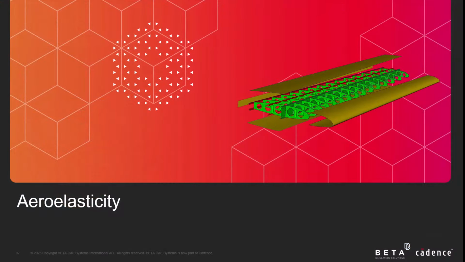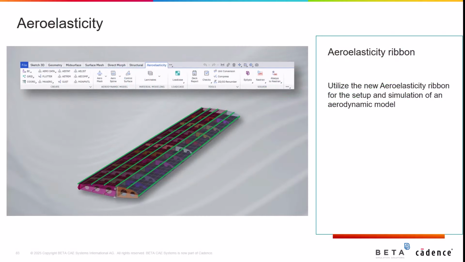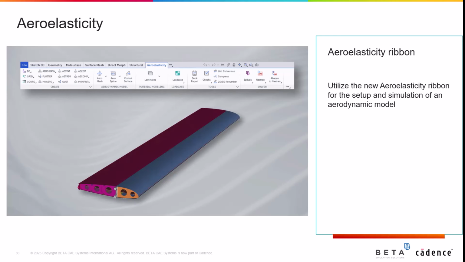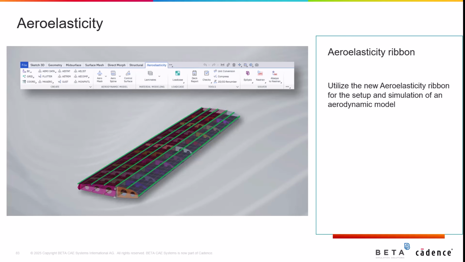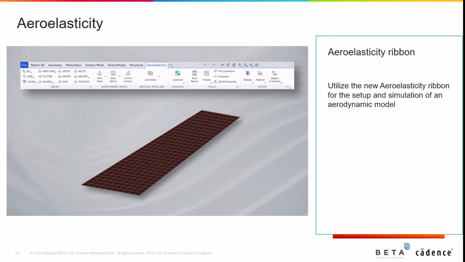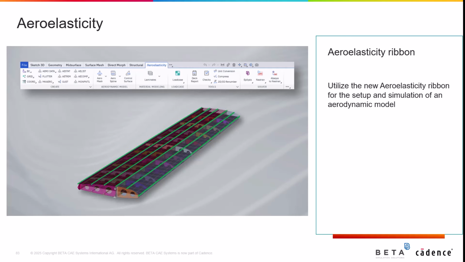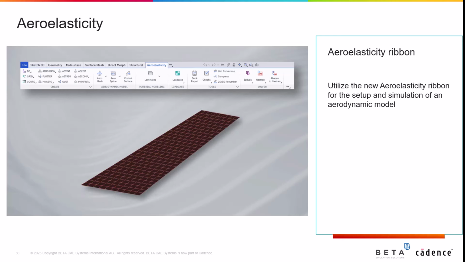Moving on to Aeroelasticity. A new ribbon has been introduced in this version, specifically designed to meet the needs of users working with aeroelasticity analyses. This ribbon simplifies the setup by displaying all the necessary keywords at the first level and providing direct access to specialized tools, such as the AeroMesh tool. This enhancement streamlines the workflow, significantly improving the overall user experience when setting up aeroelasticity analyses.